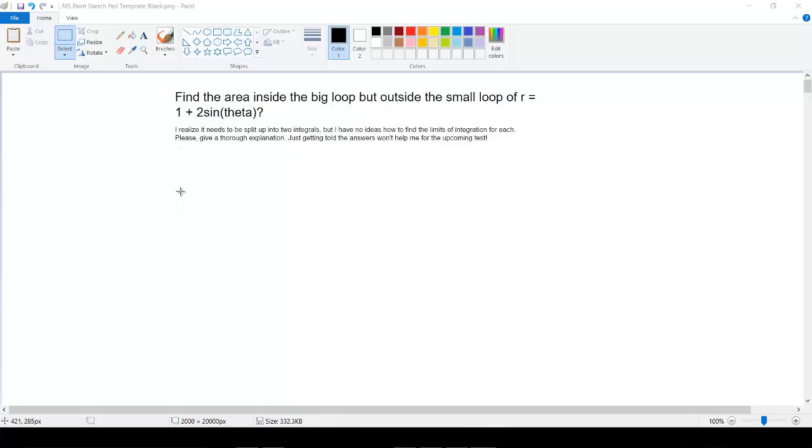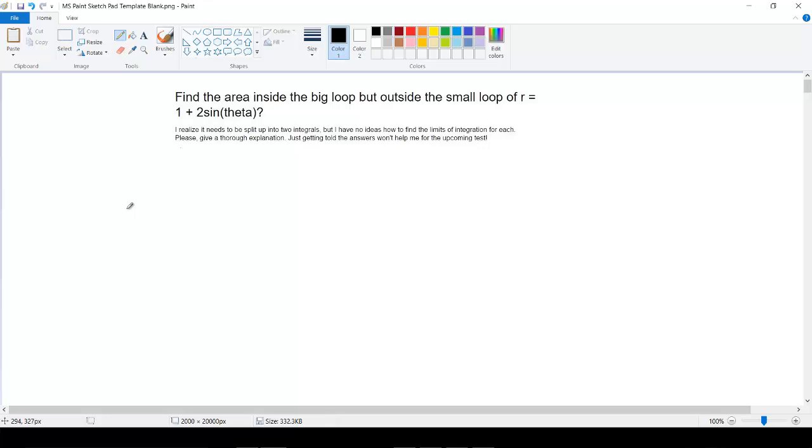Alright, so it looks like we're gonna have to do an integral today. Those are always fun, right? So here's the question. Find the area inside the big loop but outside the small loop of r equals 1 plus 2 sine theta. And this is a polar graph, of course, so I'll get to graphing it in a bit.